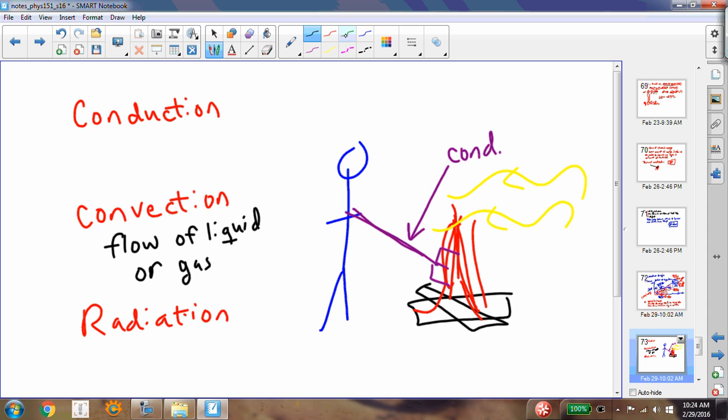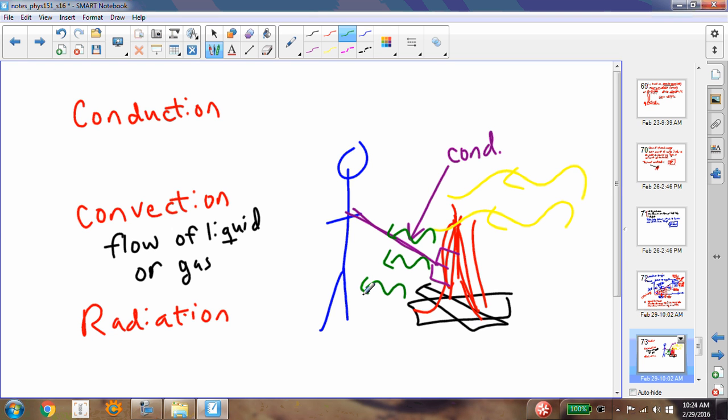And then the third thing is radiation. The fire actually gives off infrared radiation, which travels through space to you, and you feel the heat from it. We've all experienced those different forms of heat transfer.